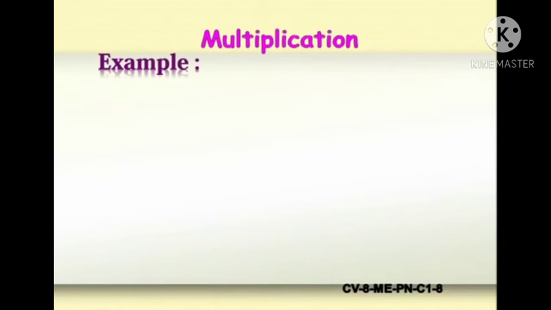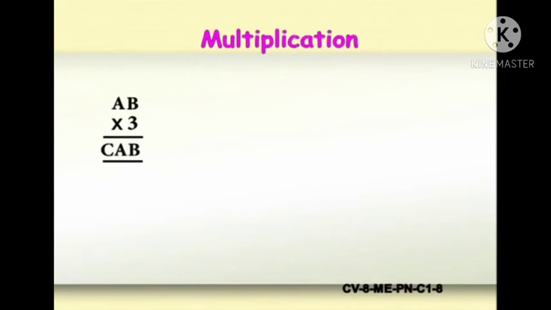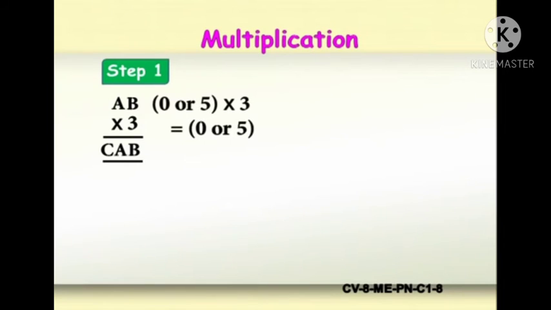Let us now consider some multiplication problems involving decoding of letters with numerals. Example, find the value of the letters in AB into 3 giving a product CAB. Here is the stepwise procedure to find a solution. Step 1. The multiplication of 3 and B giving B in one's place of the product CAB. Hence, B must be 0 or 5.